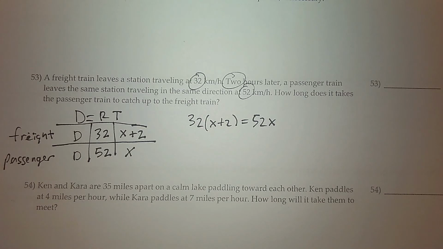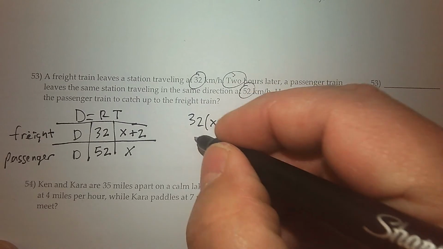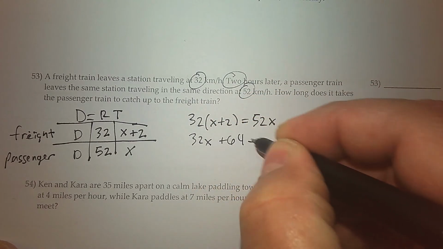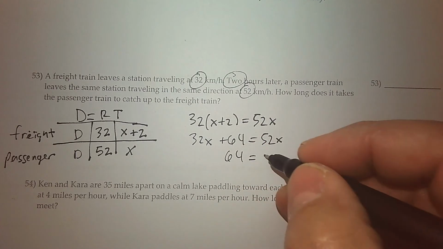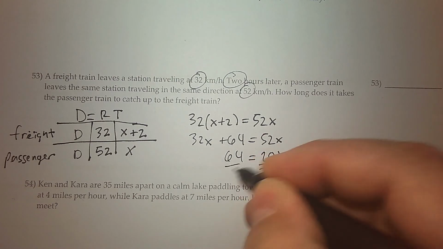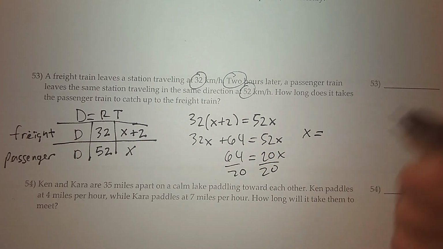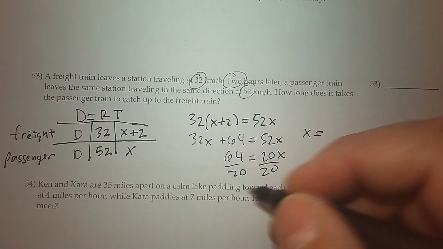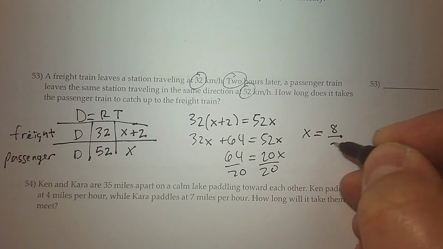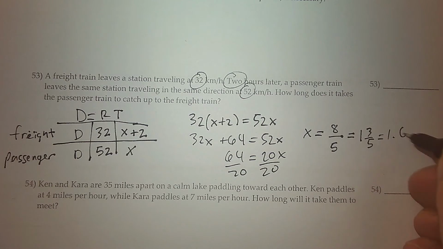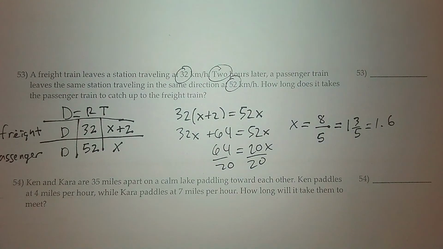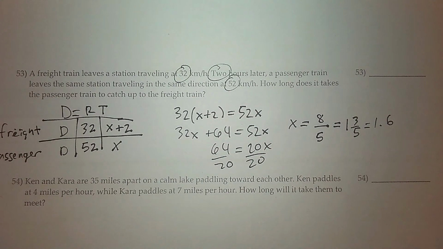So, hey, can we solve this? 32x plus 64 is equal to 52x. Thank you, guys. And then combine like terms. So we're going to subtract 32. I'm pretty sure that's 20. And then divide by 20. And if I reduce it down, I think 4 goes into both evenly, don't they? So it's like 8 over 5. Something like that, right? So how long will it take the one train to catch the other train? And it would take 1.6 hours.